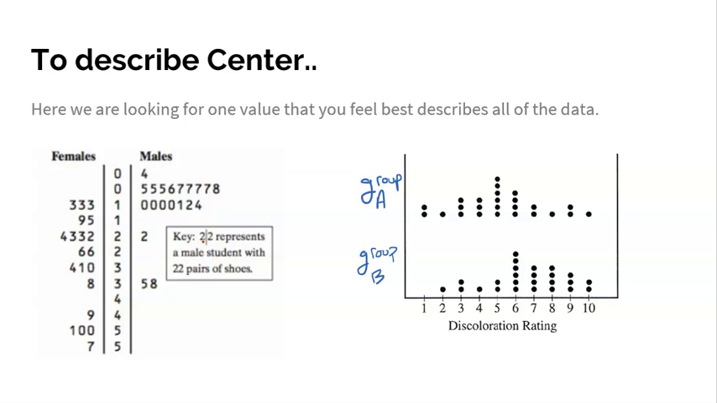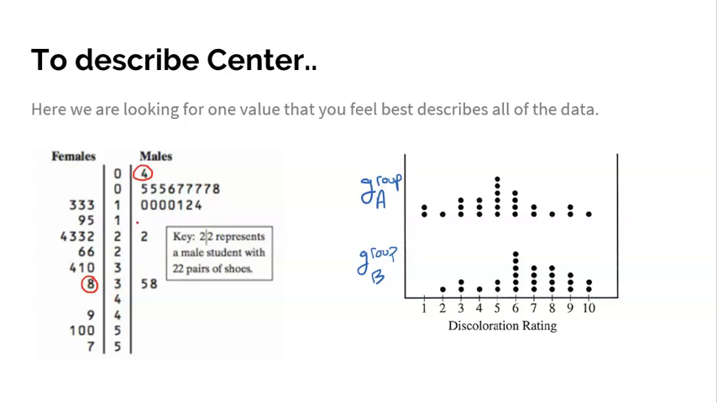So, for example, the key says 2|2 would mean 22 pairs of shoes. This individual only had 4 pairs of shoes. This individual right here had 38 pairs of shoes. Make sure you don't read that as 83. The middle is the stem, the beginning, so it's 38.